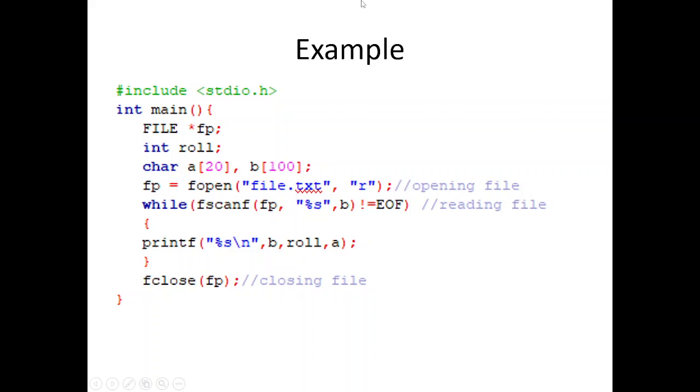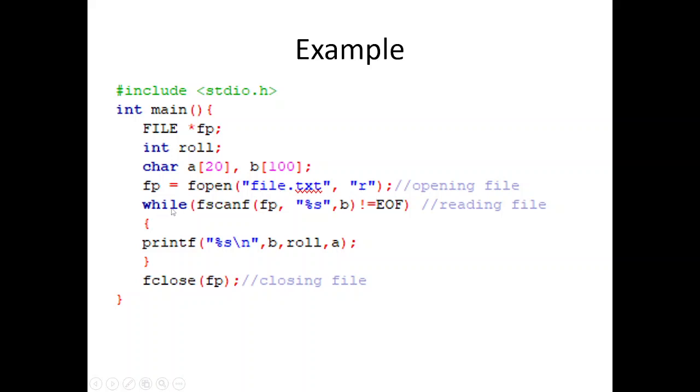And this is an example for fscanf, right? I hope you know what is done here, the declarations. This is the file pointer declaration, a variable of type integer and two strings of type char, right? So we are going to open the file in the read mode here.